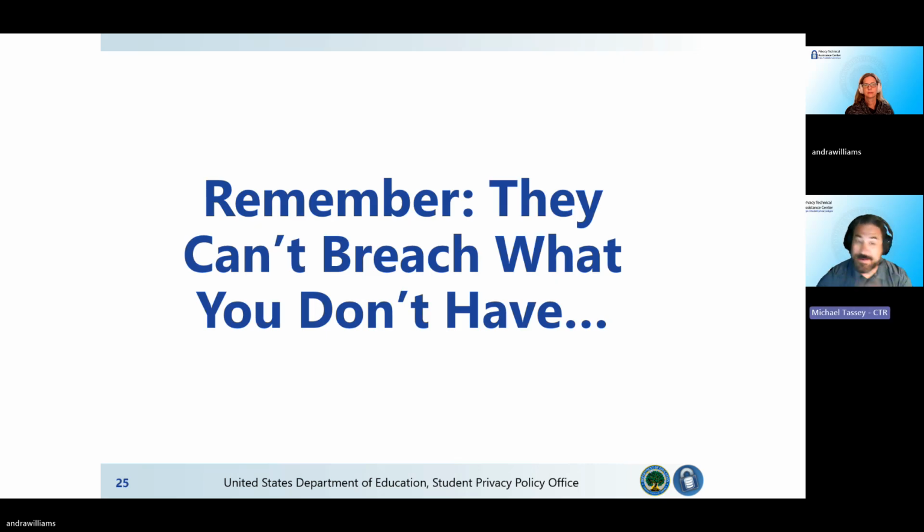Important to remember in an era of data breaches, where schools are being victimized by sophisticated cyber gangs, their data is being stolen and used for extortion or encrypted so that it's crippling the organization. Remember that you can't have a data breach if you don't have the data, right? So to the degree that you can minimize the amount of data that you hold that has no value to your organization operationally, the better.